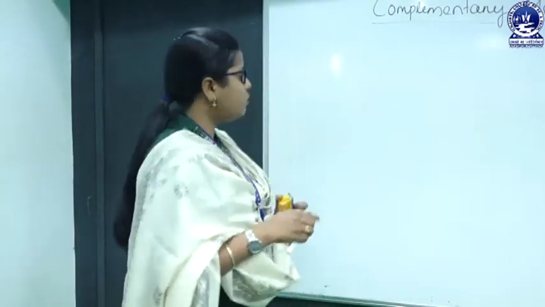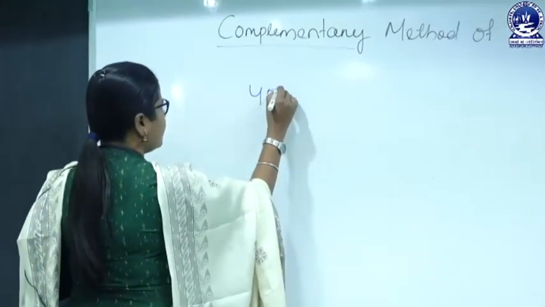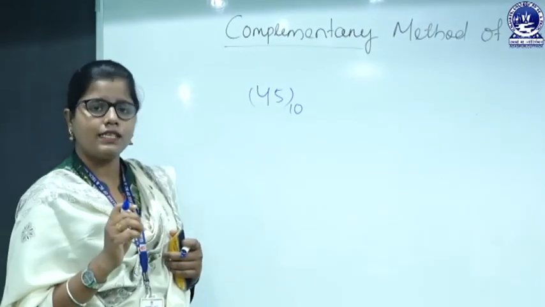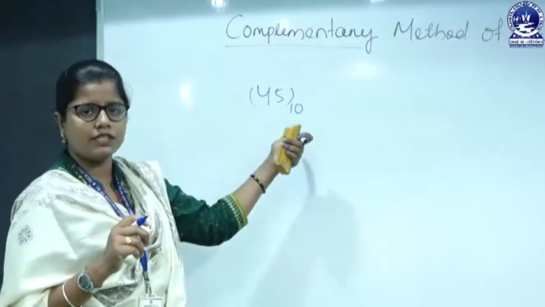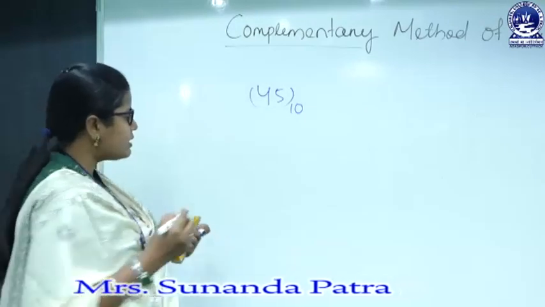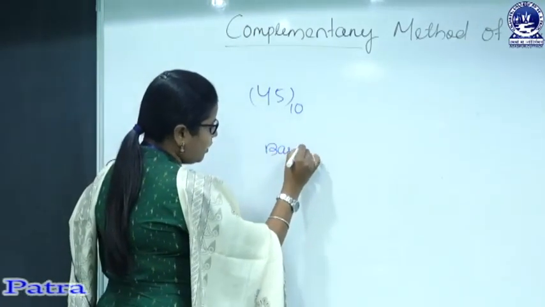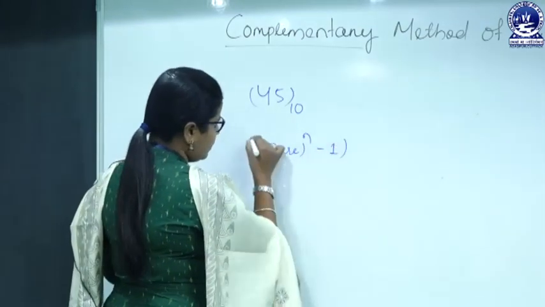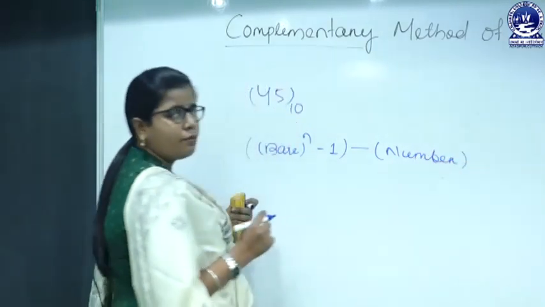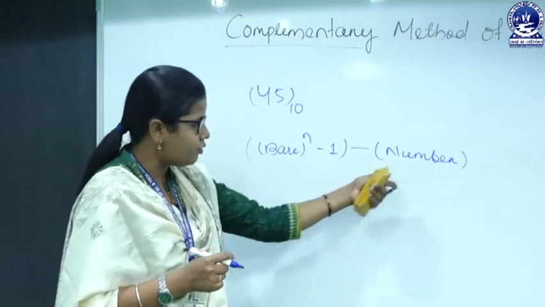The given number may be decimal, hexa, octal or binary. So let's see how to compute the complement of a given number. Suppose the given number is 45. Here 45 is of base 10, that means 45 is a decimal number. So what is the base here? The base is 10. The method for calculating the complement of a given number is base to the power n minus 1 minus that number. So this is the method for finding the complement of a given number.